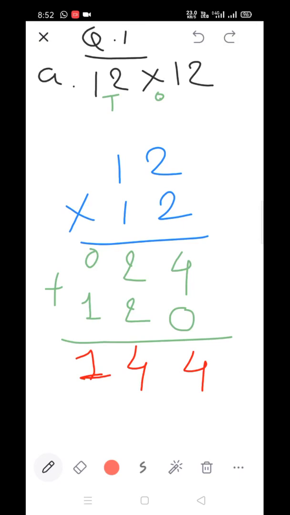Try to solve C if your work is done. Try to solve C.